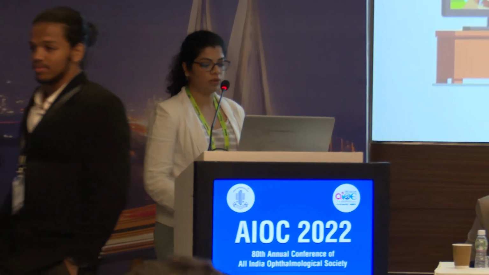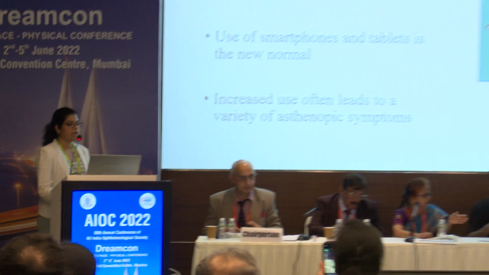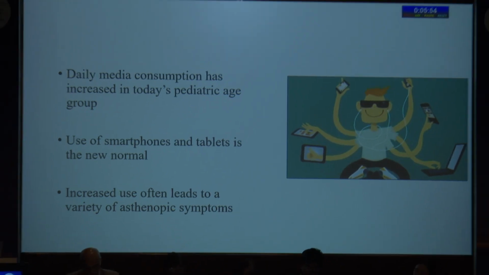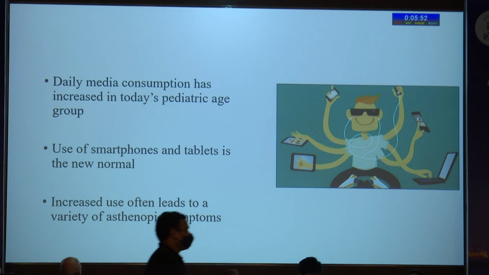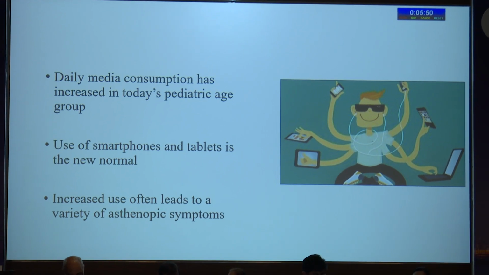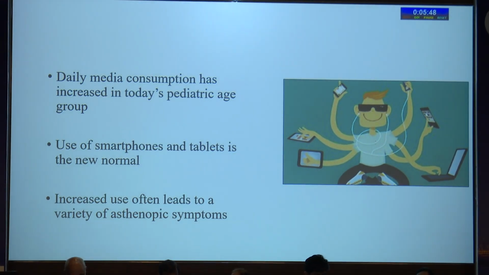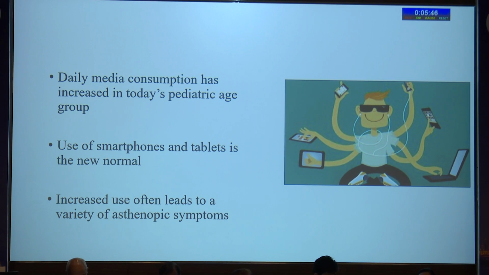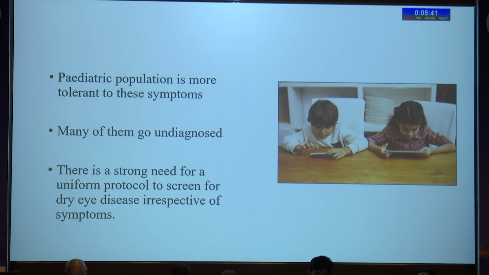Good evening, everyone. So I'm going to present about the impact of screen time on ocular surface in children. Daily media consumption has increased in today's pediatric age group, and the use of smartphones and tablets is a new normal, especially after the COVID pandemic. Increased use often leads to a variety of asthenopic symptoms. The pediatric population is more tolerant to these symptoms generally, but many of them go undiagnosed. So there is a strong need for a uniform protocol to screen for dry eye disease irrespective of symptoms.